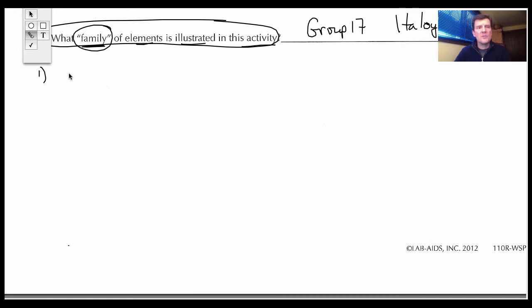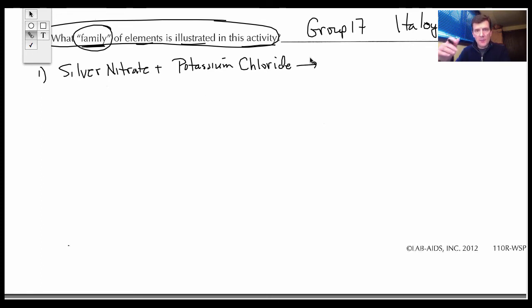So the first one was silver nitrate and potassium chloride. I'm going to write it in words and then we're going to translate it. All of these are occurring in aqueous solutions. Okay, the dropper bottles that you have, the smaller bottles, they're all aqueous solutions. Those are water solutions that have a solid dissolved in them. Now, let's translate each of these.